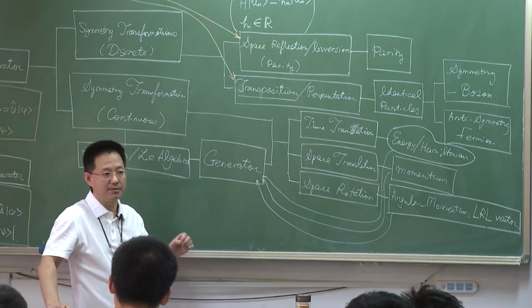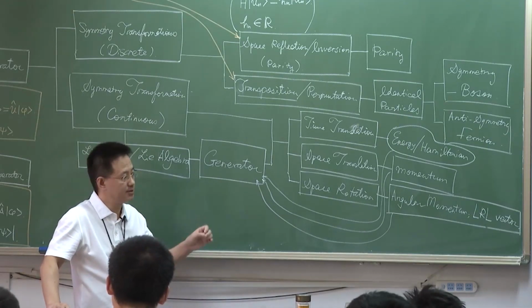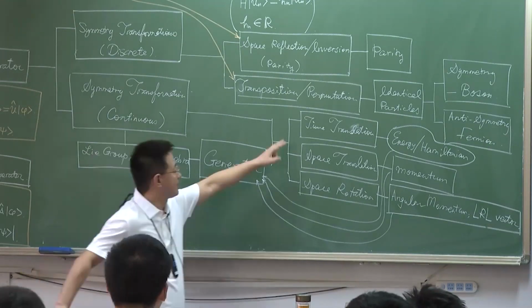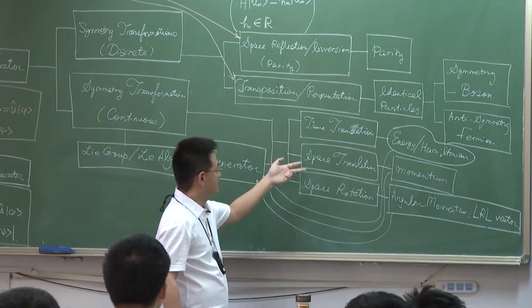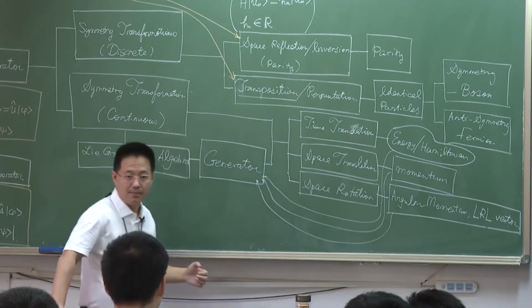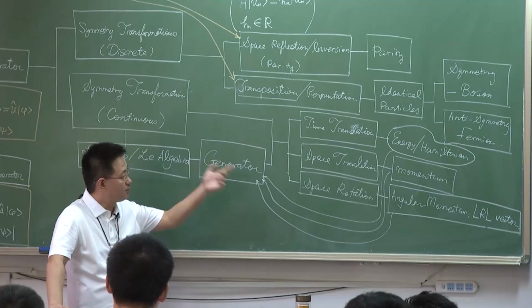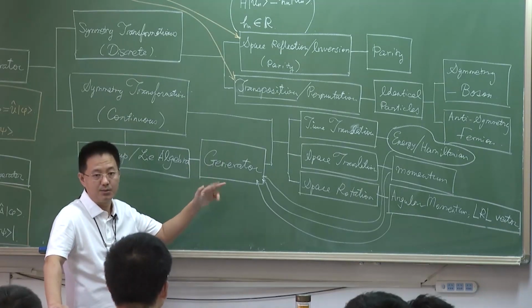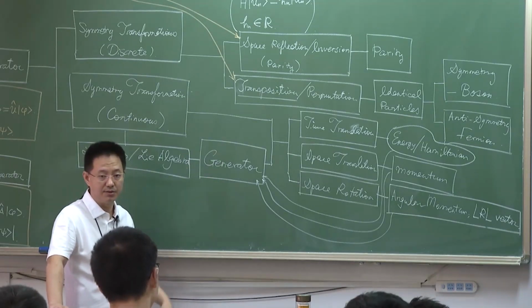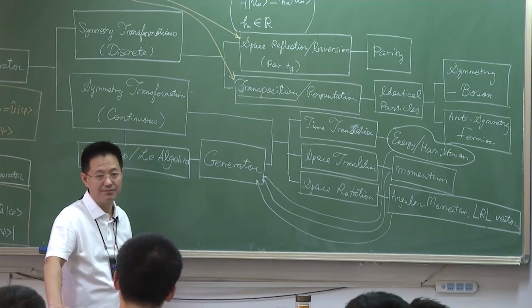In classical mechanics, generating functions can be used to generate the time translation and space translation and so on. And the conservation of momentum, energy, and so on is connected with the generating function. And the generating function is called the generator, of course.